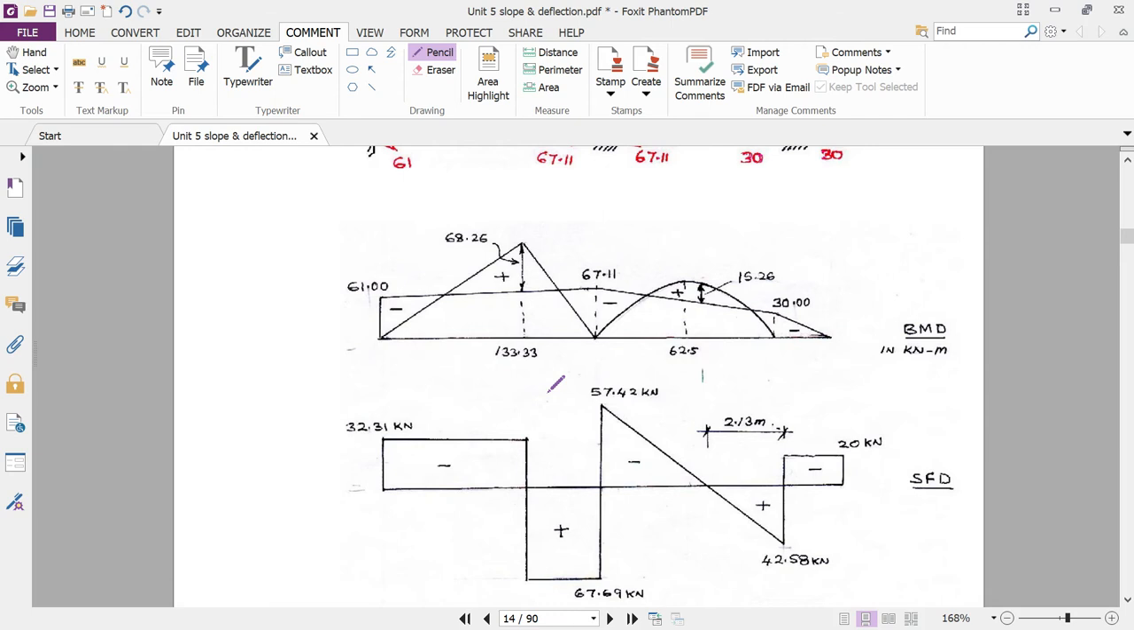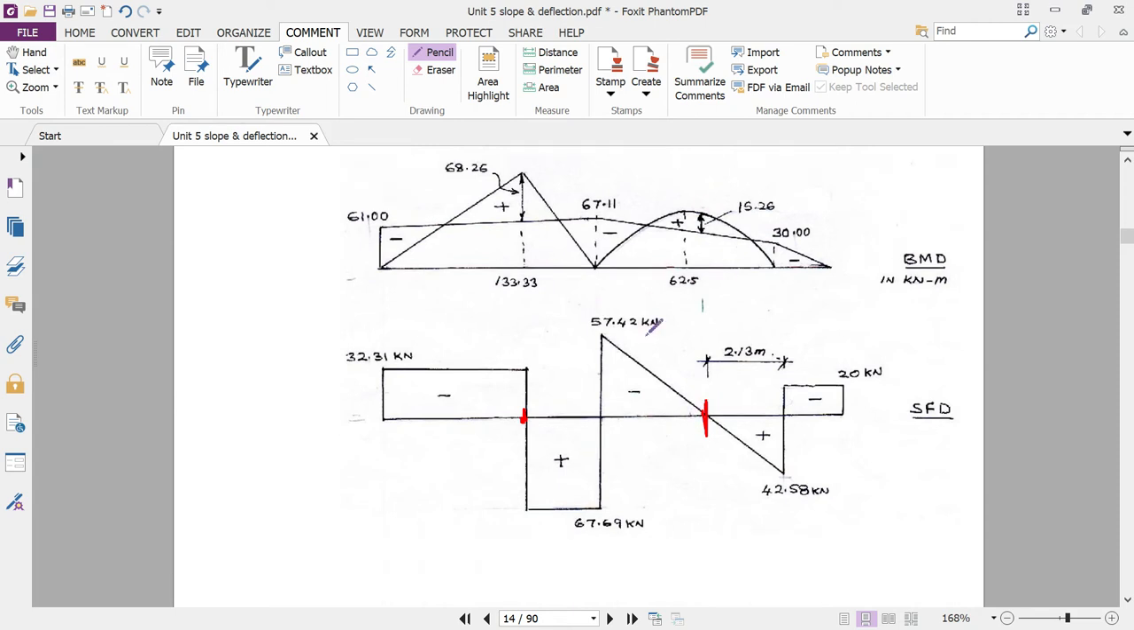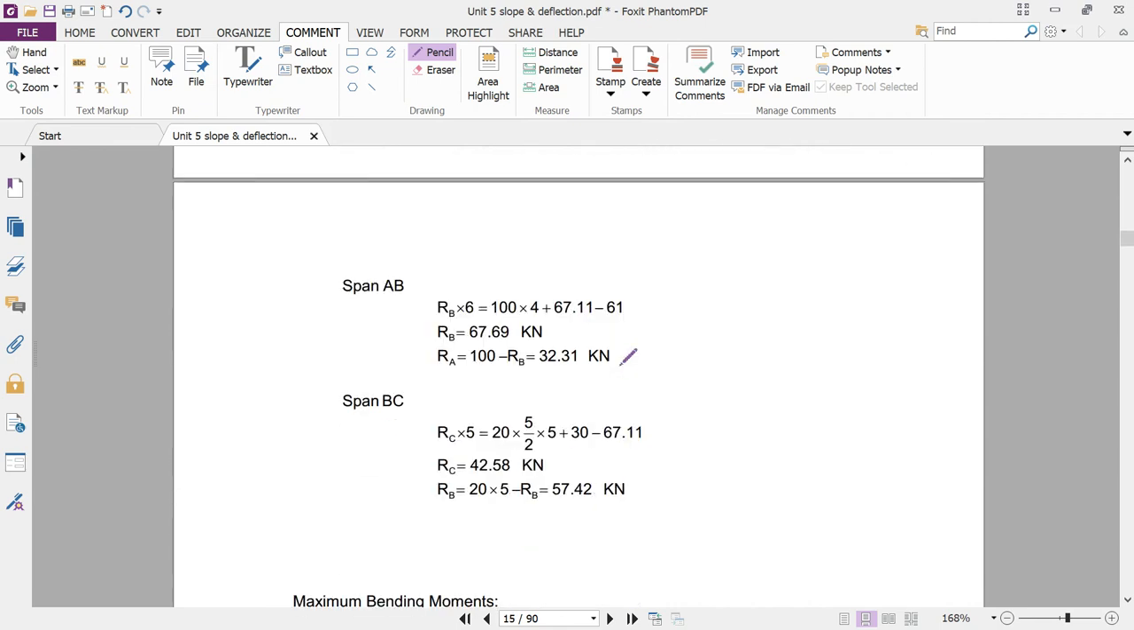One more thing is where the maximum bending moment will lie. We know that when the shear force is 0, this is a point where the shear force is 0, and this is a point where the shear force is 0. So you can see that this is a point where the bending moment is maximum and shear force is 0. You can obtain this value according to the diagram.